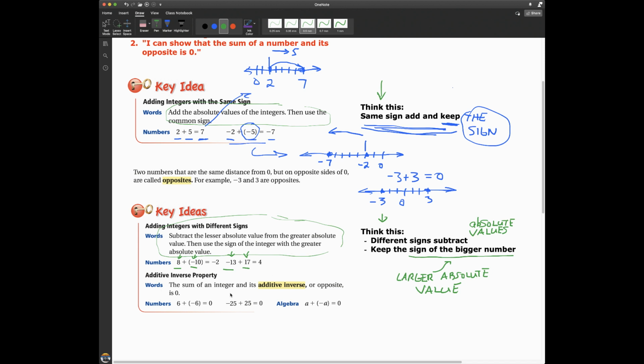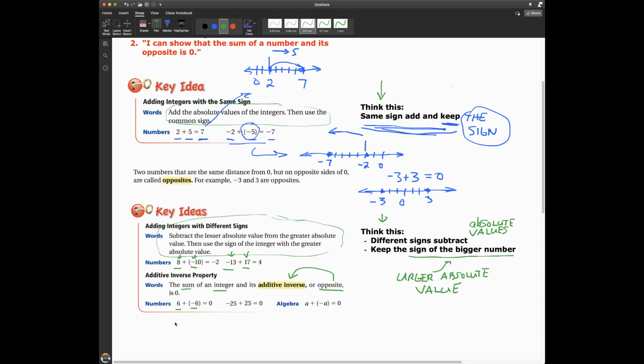Lastly, the additive inverse property says the sum of an integer and its additive inverse or opposite. So if I have an integer, the opposite is called an additive inverse. All right, and it says the sum of an integer and its additive inverse or opposite is 0. Okay, always. So here's a couple examples.